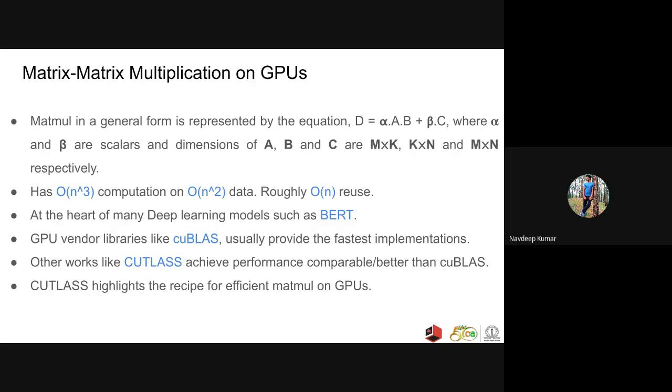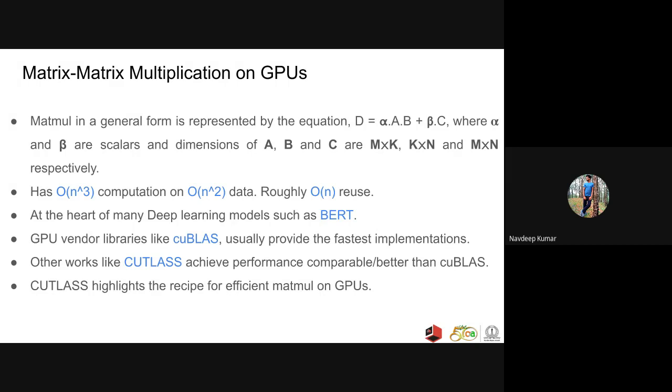Matrix multiplication has order of n cubed computation on order of n squared data. So basically, there's roughly order of n reuse for each data element. It's at the heart of many deep learning models, such as BERT, where our experiments showed that around 50 to 55% of the time is spent doing matrix multiplication.